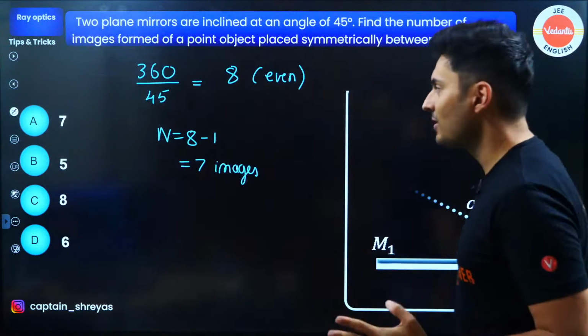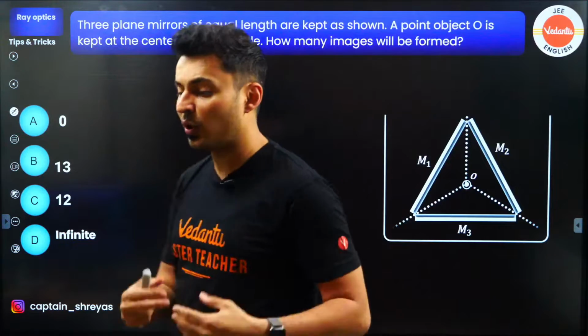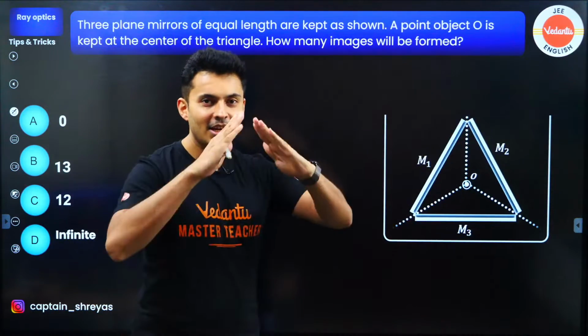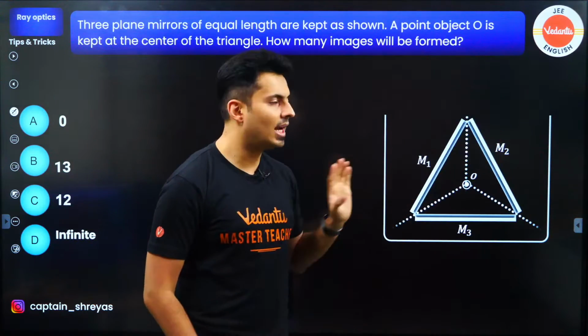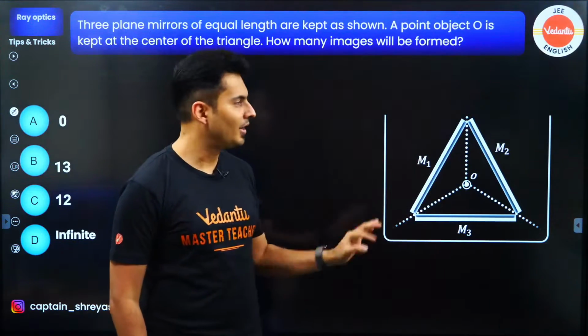Now I'm going to increase the level of difficulty. It's not going to be so simple. So now see how you are going to solve this question. One mirror is here, one mirror is here, one mirror is here. It is forming an equilateral triangle. There is an object placed exactly at the centroid.